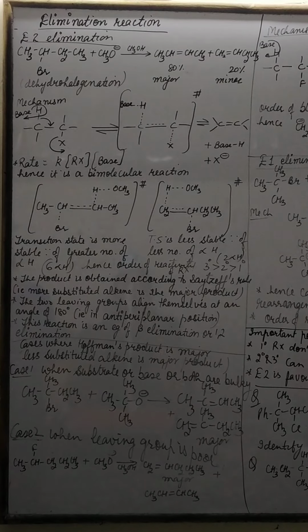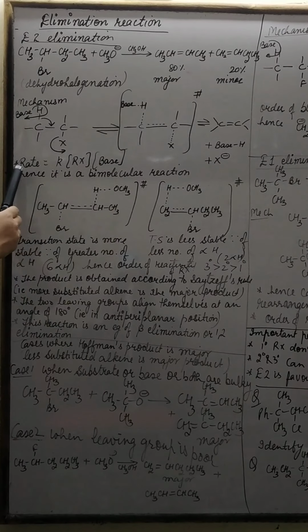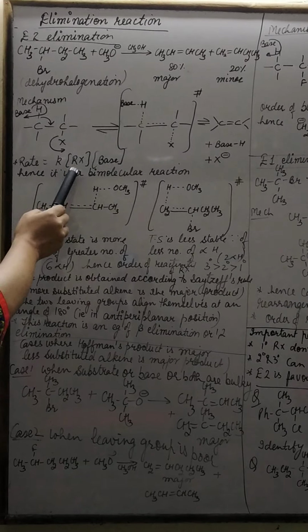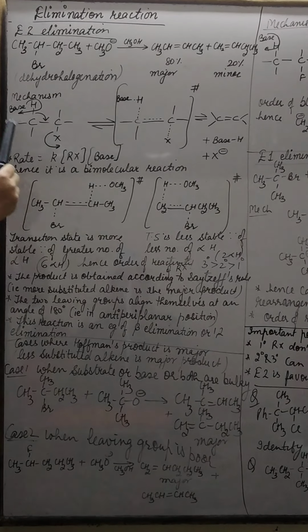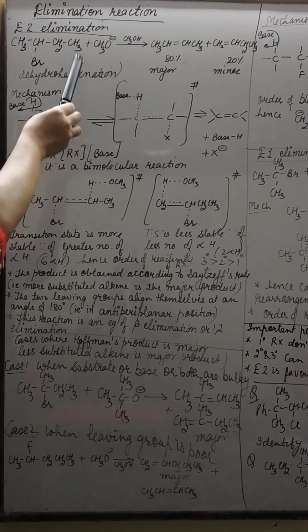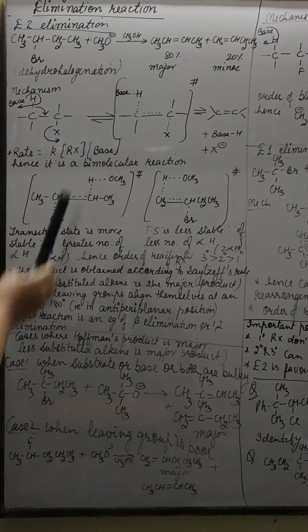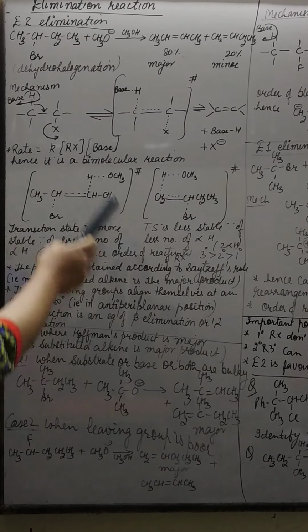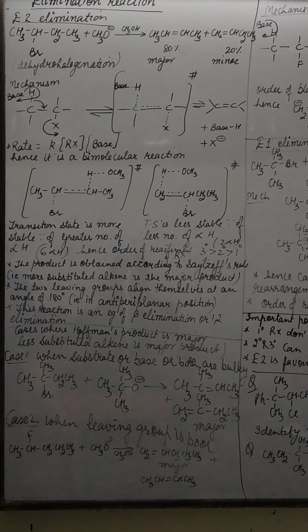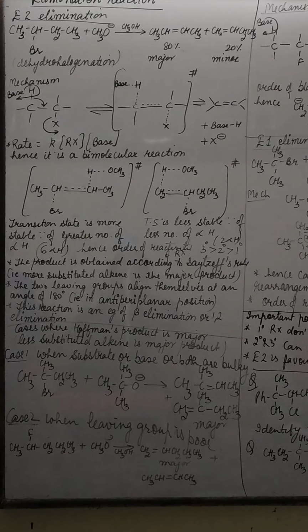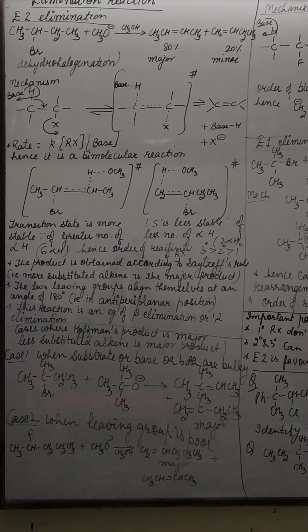Because this is a one-step process, the rate law includes both the reactants, that is, your alkyl halide as well as the base. Like in this reaction, methoxide is the base. Because two species are involved in this, this reaction is a bimolecular reaction.